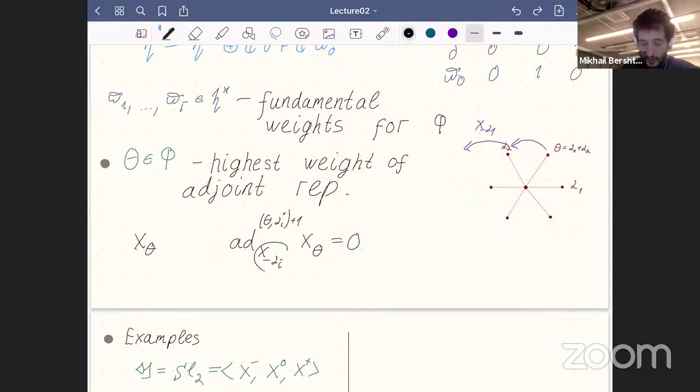I use here the notation x with an index of the root instead of the more standard notations e_i and f_i, because I plan to use e and f in a minute for closed, but a bit different meaning. So I keep this notation. Are there any questions about this formula?